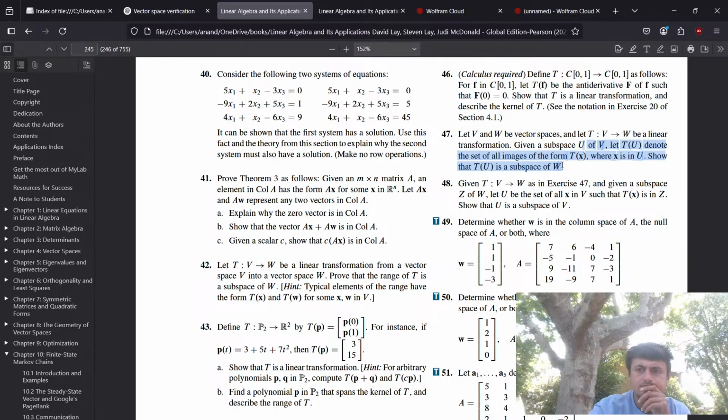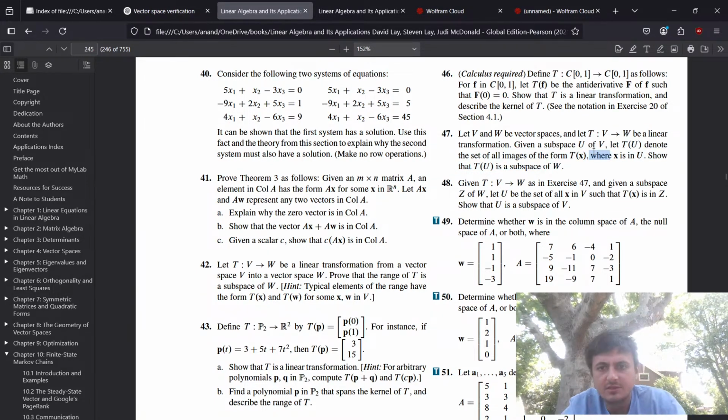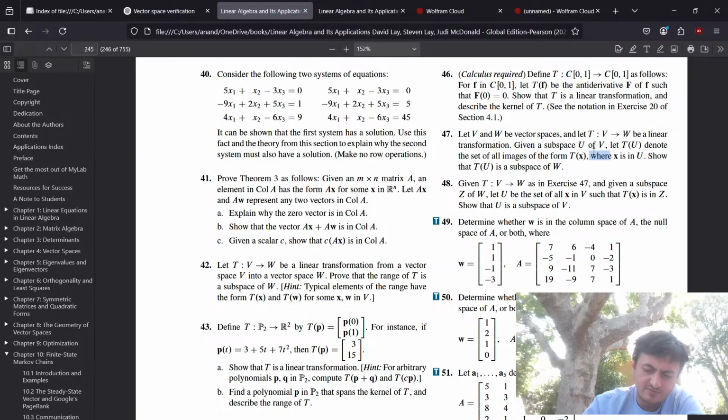I think it's obvious because you can take linear combinations of elements of... let me try to figure this out. So we have T from V to W, U contained in V is a subspace. Then we want to know that T of U is a subspace of W.